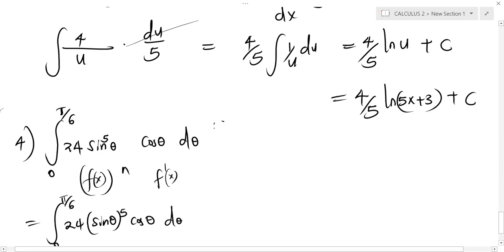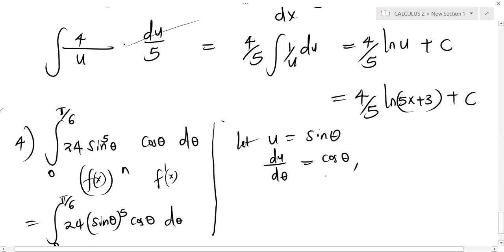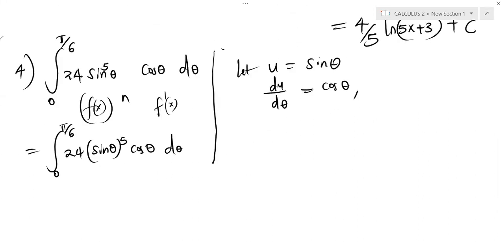So carry out the substitution. Let u be equal to sine theta. Now, if u is sine theta, what is du d theta? Differentiate sine theta, you will get cos theta. Okay, so let's rewrite this equation, all of it in terms of u. This is what we are going to have.